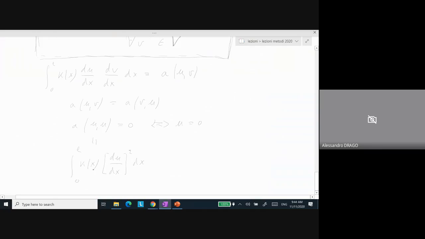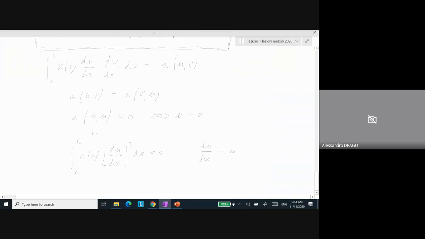k of x by definition is positive. This is positive. So in order for this to be equal to 0, du over dx must be equal to 0 everywhere. But we are for the moment working in a subspace in which u of 0 is equal to u of L is equal to 0, and therefore if du over dx is just 0, u is a constant, and therefore u is identically 0.